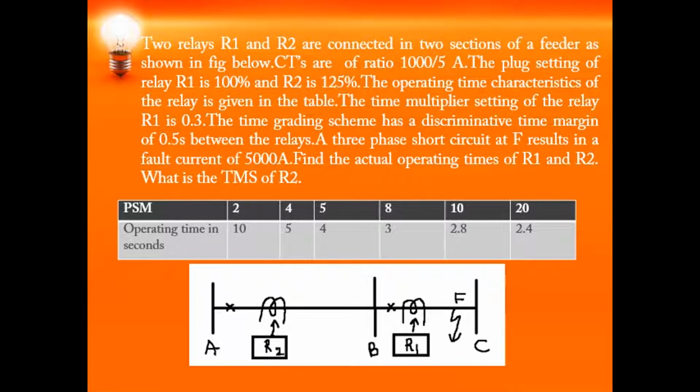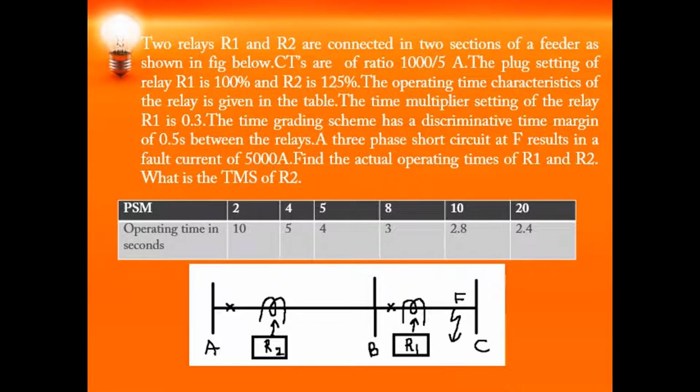Relay R1 has a TMS of 0.3 and the time grading scheme is used, which has a discriminative time margin of 0.5 seconds between the relays. A three-phase short circuit fault occurs at F, which results in a fault current of 5000 amperes. So we have to find the actual operating time of both the relays, R1 and R2, and also we need to find the time multiplier setting of relay R2.